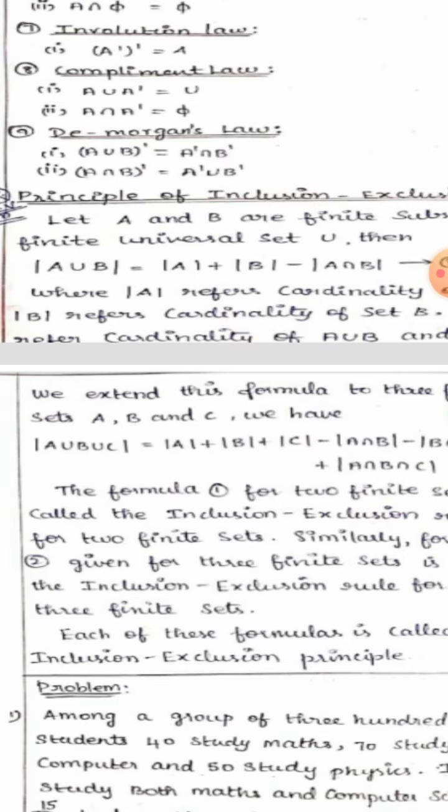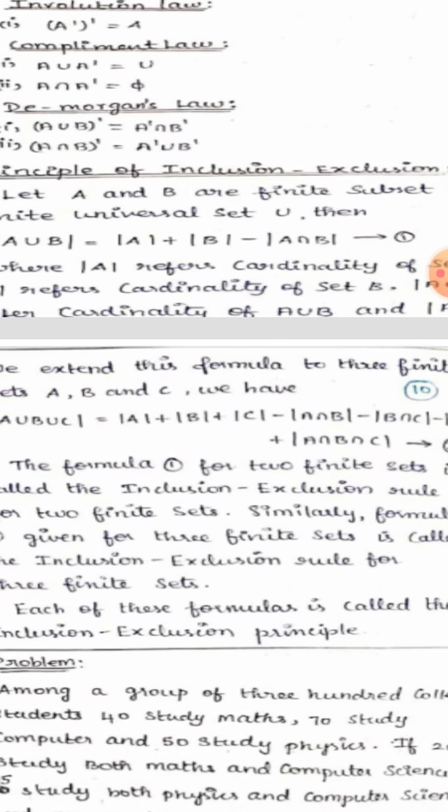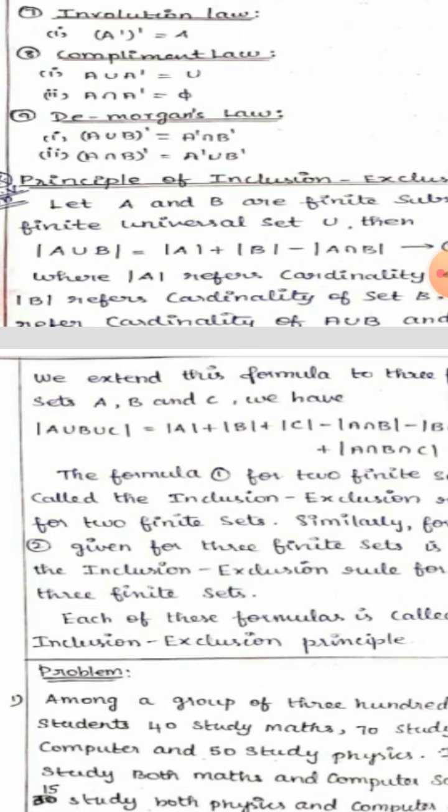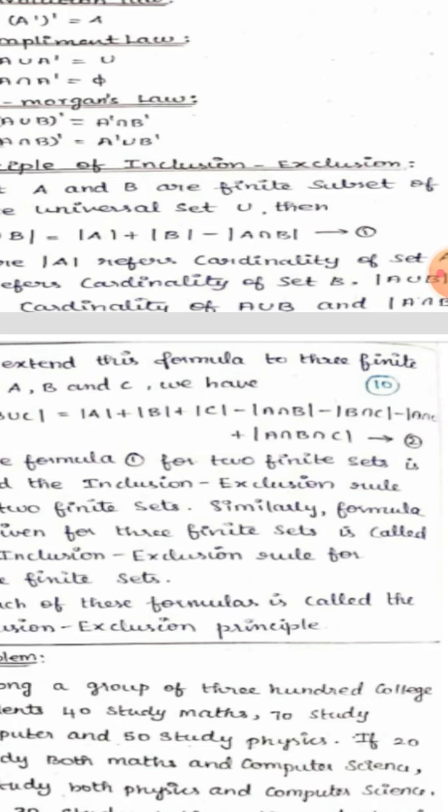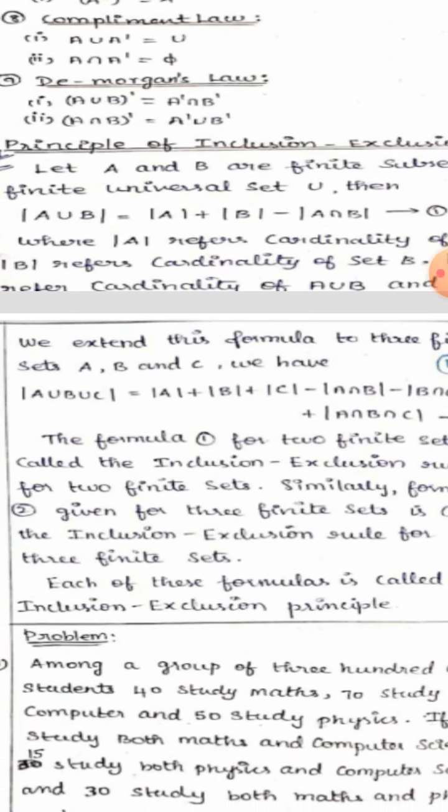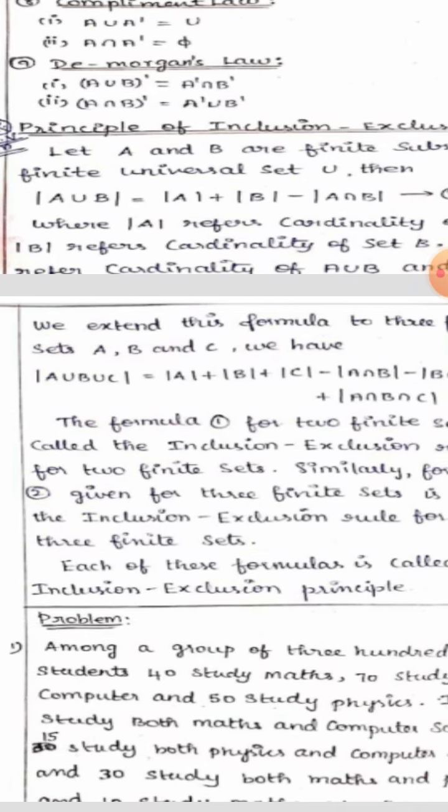Next definition is a very, very important one. Principle of inclusion and exclusion. Let A and B be finite subsets of a finite universal set U. Then the cardinality of A union B, that is not a modulus, that is called cardinality, is equal to cardinality of A plus cardinality of B minus cardinality of A intersection B. So this is where cardinality of A refers to the cardinality of set A.